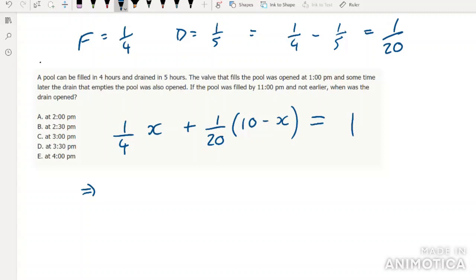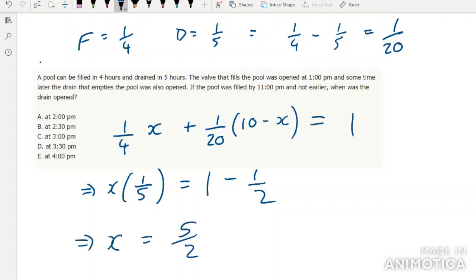So x over 4, so x times 1/4 minus 1/20. So that's going to be 1/4 minus 1/20. That's 5/20 minus 1/20, 4/20, 1/5, equals 1 minus a half, 10/20. So that's half. So okay, finally we've got x equals 5/2. In other words, 2.5 hours. So 3:30. D.